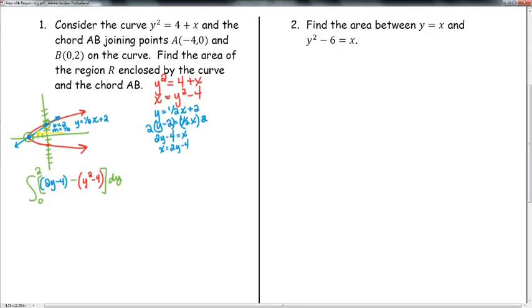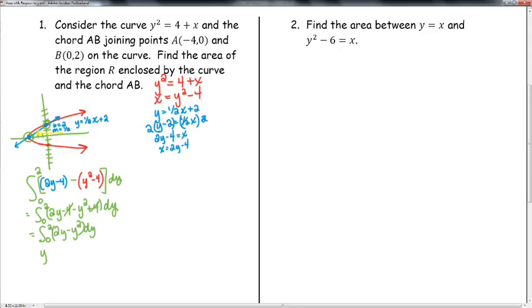So when I simplify this, I'm going to get the integral from 0 to 2 of 2y minus 4 minus y squared plus 4, times dy. And you'll notice your 4's are going to cancel. So I'm just going to have the antiderivative from 0 to 2 of 2y minus y squared times dy.